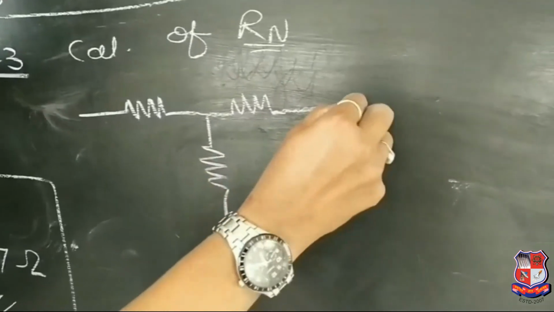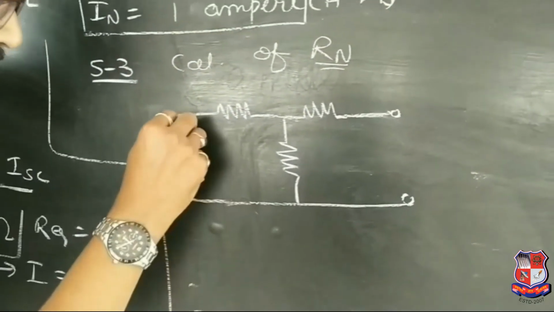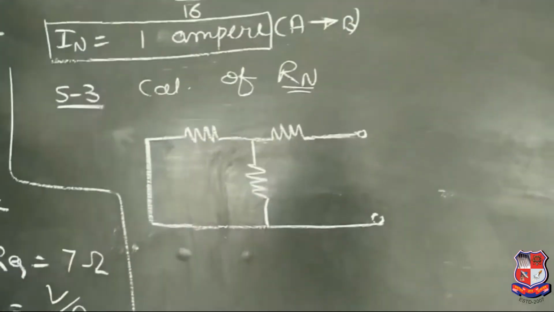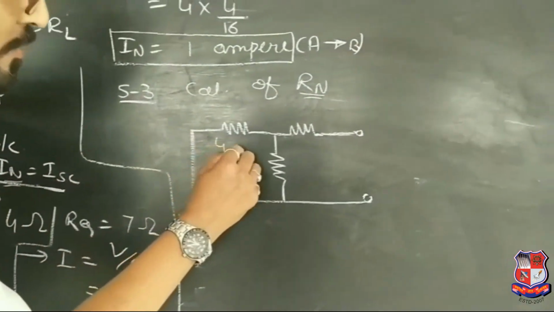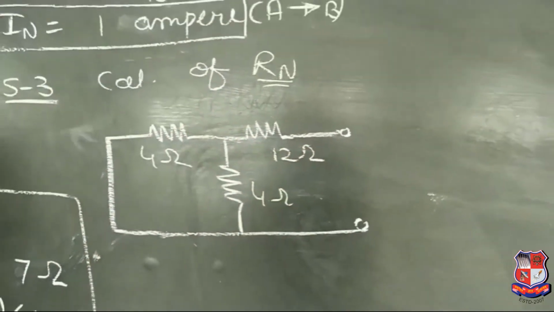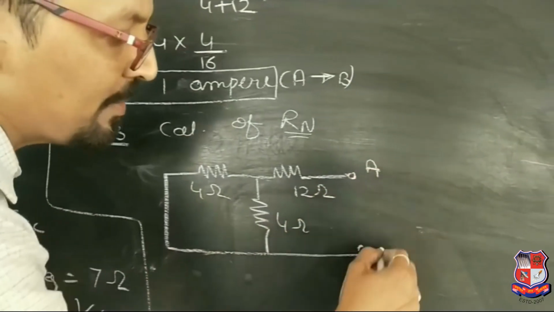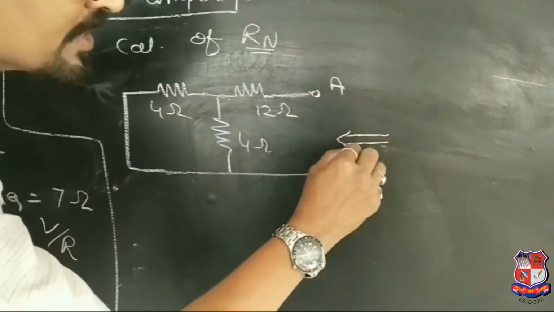In this case, the terminal AB is now open and the battery is now short circuited. The values of resistance, that is 4 ohm, 4 ohm and 12 ohm, remain as they are. Now, from this terminal AB, we have to observe the circuit.